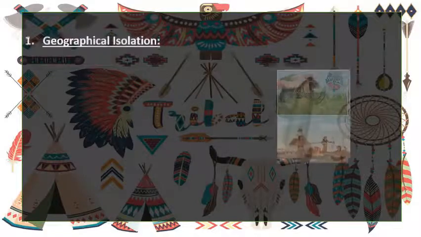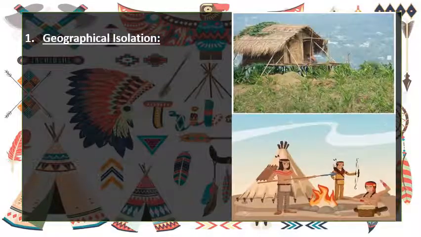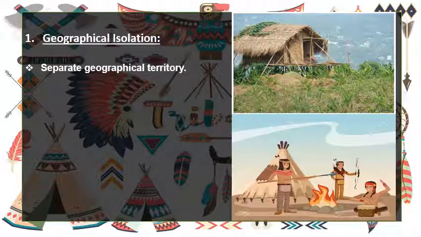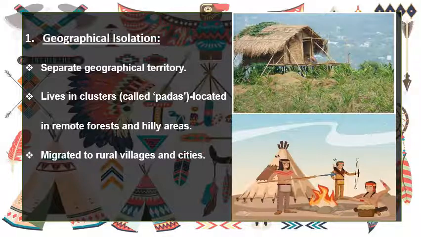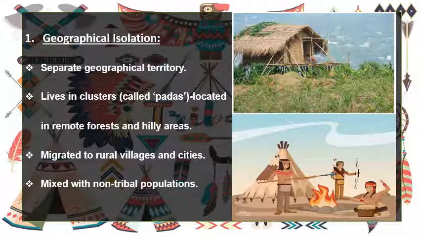First characteristic is geographical isolation. Tribal community has a definite geographical territory. They live in clusters called padas, which are generally located in remote forest and hilly areas. Today, many tribal people have migrated to rural villages and cities. In the course of time, they have mixed with non-tribal population.